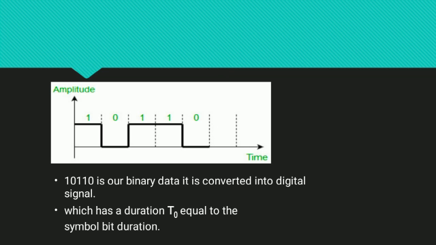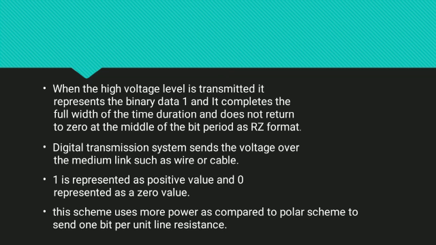10110 is our binary data. It is converted into a digital signal which has a duration T0 equal to the symbol bit duration. When the high voltage level is transmitted, it represents the binary data 1 and it completes the full width of the time duration and does not return to 0 at the middle of the bit period, as in RZ format.